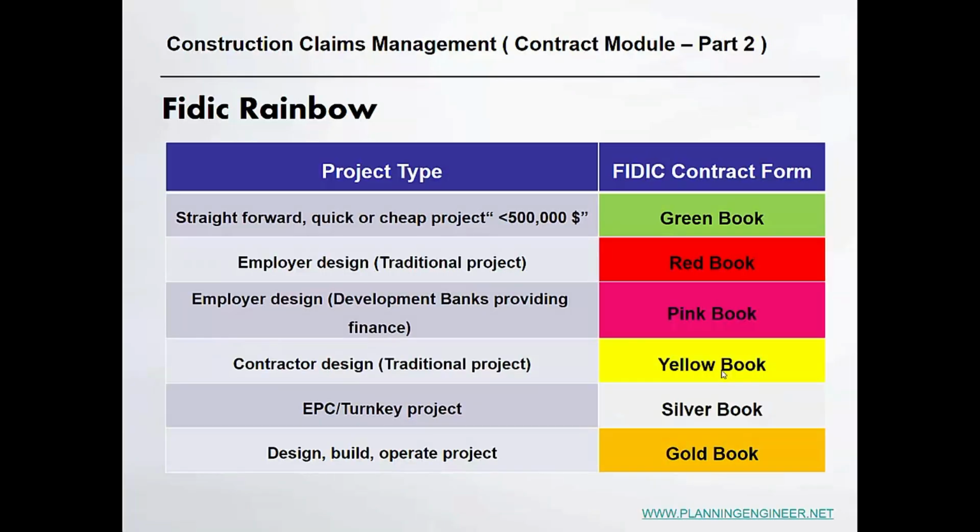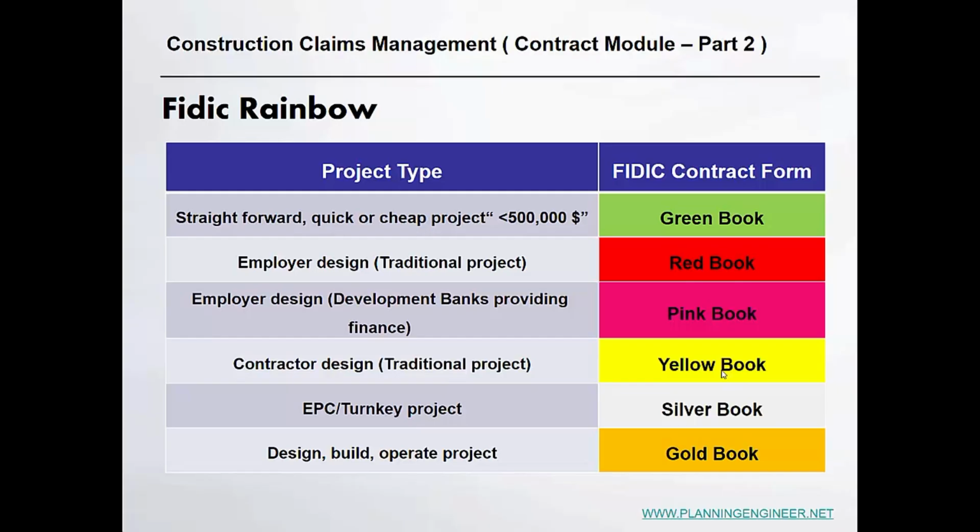The green book is for straightforward, quick or cheap projects, less than $500,000. So FIDIC is suitable for such kind of project. The red book, and this is the most common book we are using in our construction, is for employer design, and this is the traditional book. The pink book is also employer design, but it is financed by development banks, like international banks or whatever.